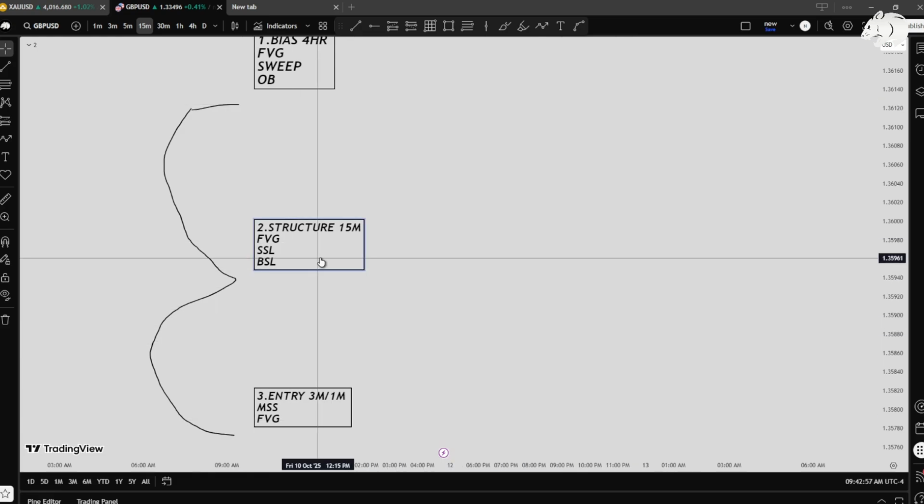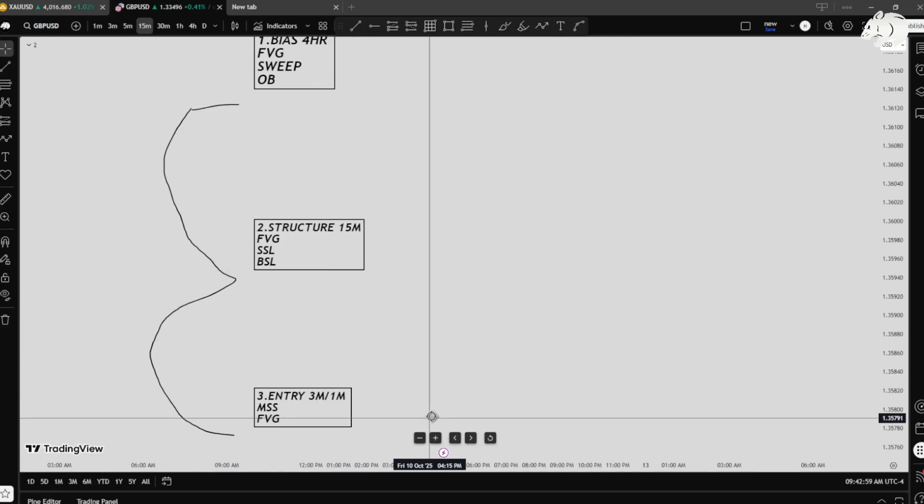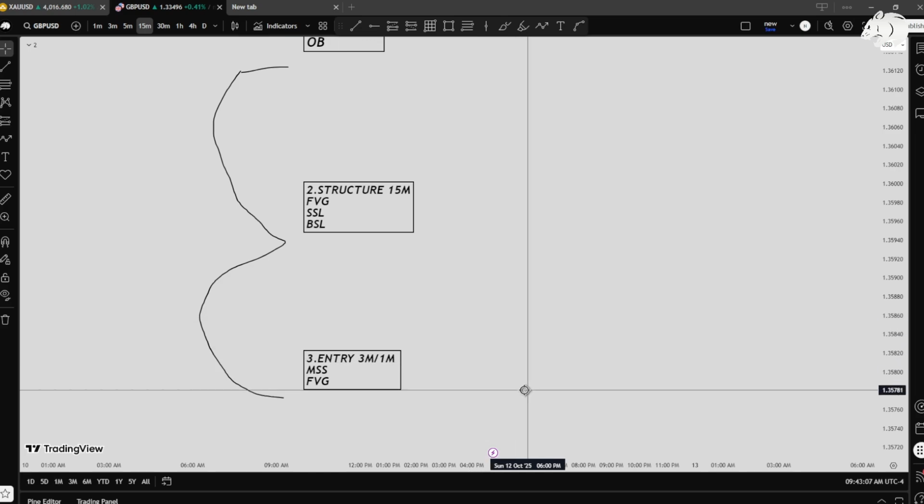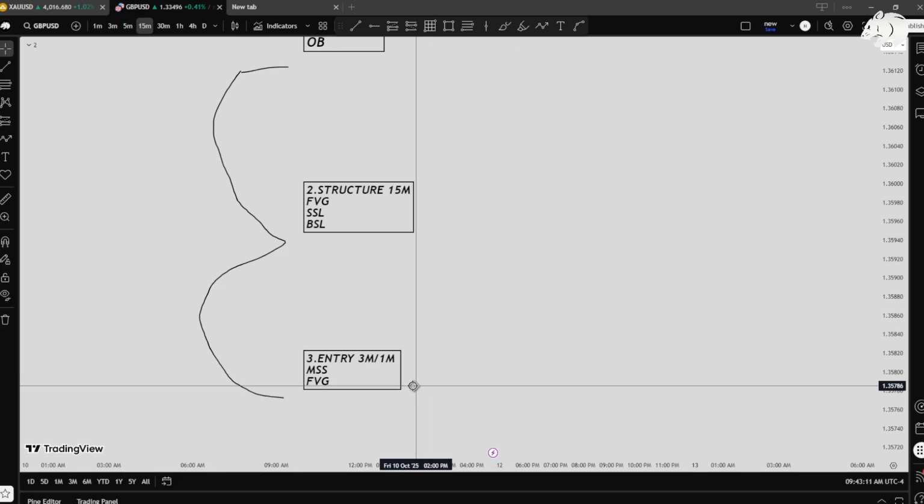After this, we just need to come to the 3 minute or 1 minute. I usually use the 3 minute, but sometimes I use the 1 minute because it also gives great entries when 3 minutes is not giving any entry. We need to watch for the MSS or the fair value gap. So this is our three-step formula to execute any trade on the MSSM model on any pair.